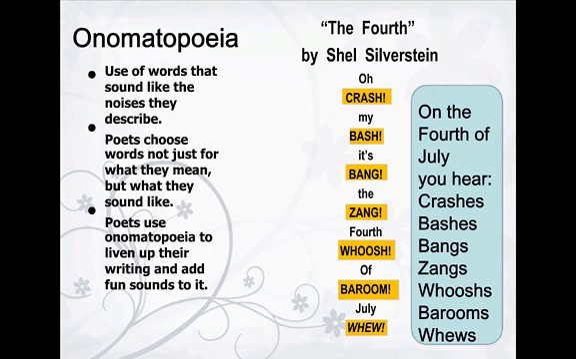So, "Oh, crash, my bash, it's bang, the zing, fourth whoosh of boom, July." If the poet had simply put, "Oh my, it's the 4th of July," it would not have the same emotion of the crashes, bashes, bangs, zings, whooshes, booms, and whoos that a person hears on the 4th of July. So again, it livens up the poem and adds a little bit of intrigue and some fun to it.